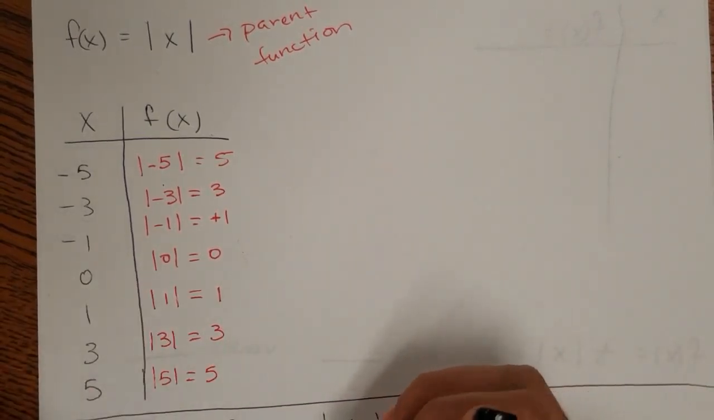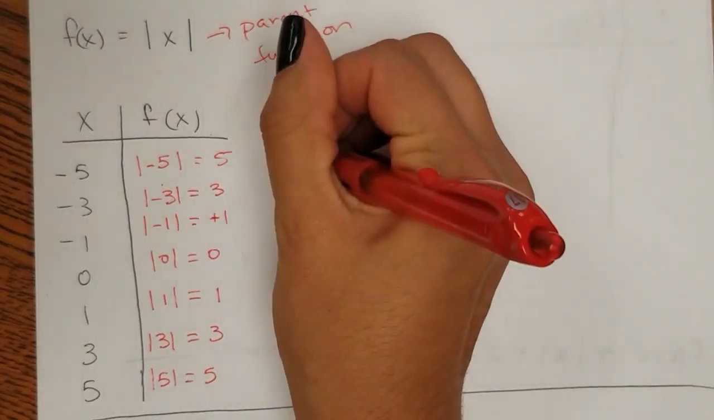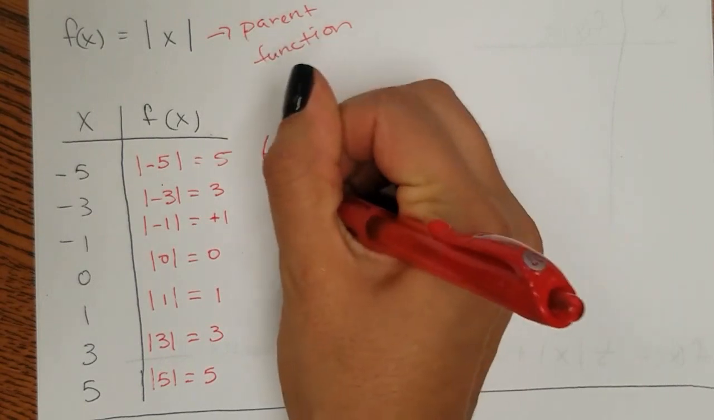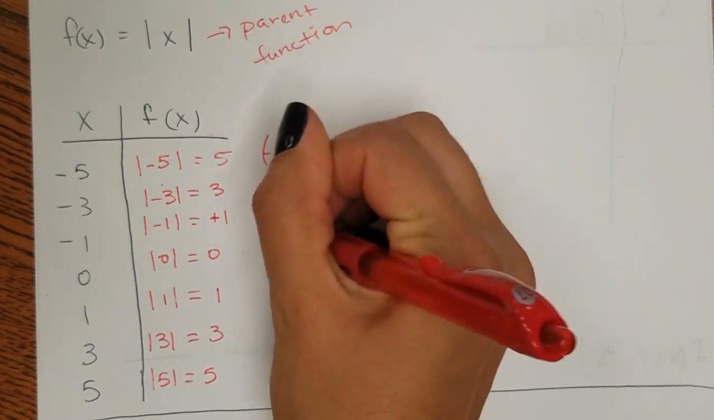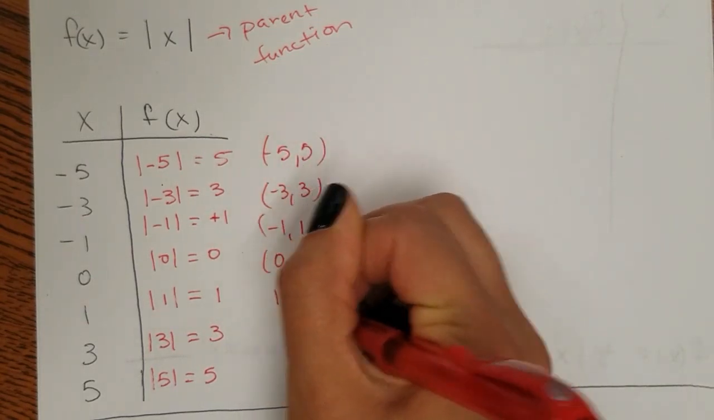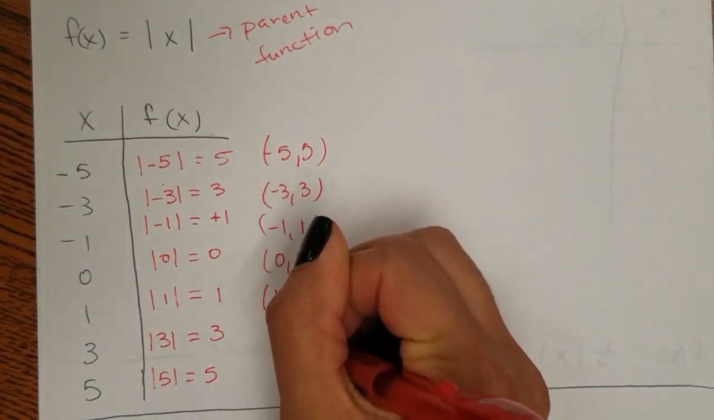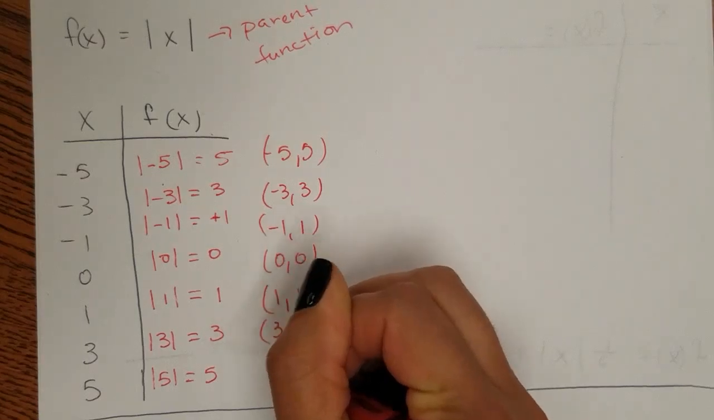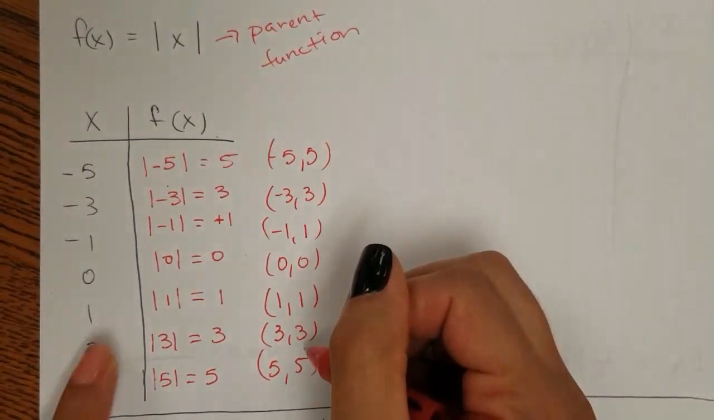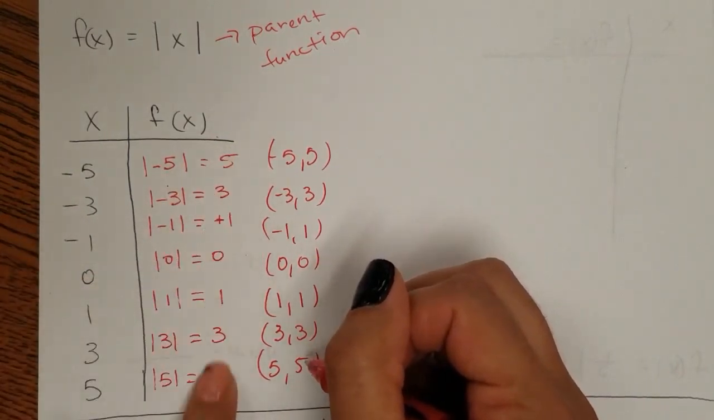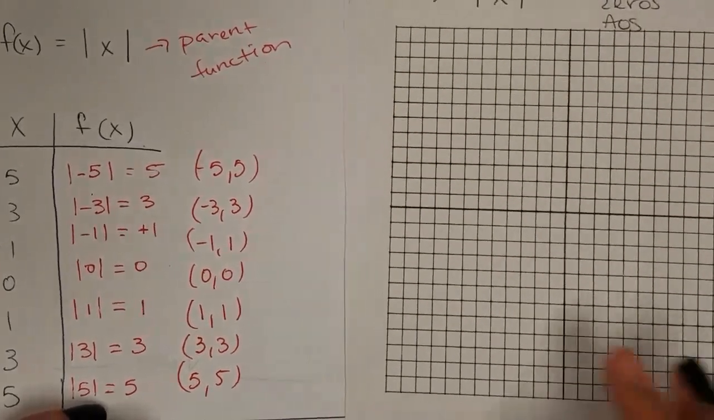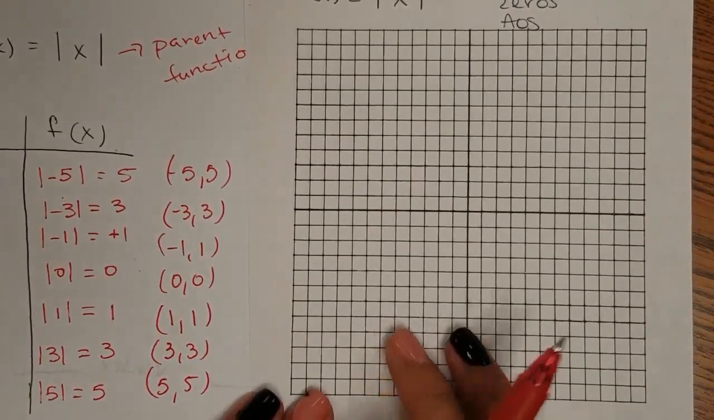So now we have a set of points that we can plot. We have -5, 5; -3, 3; -1, 1; 0, 0; 1, 1; 3, 3; and 5, 5. These are all just arbitrary points that I've picked out. These numbers here are my x's, and these numbers here are my f of x's, or my outputs. So if I wanted to graph this, you would just plot your points.